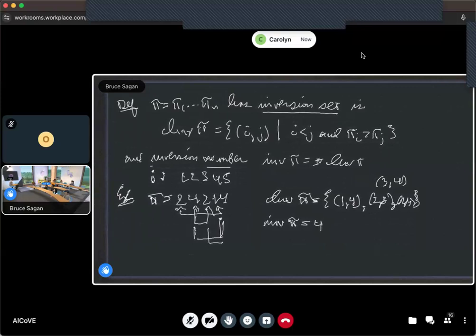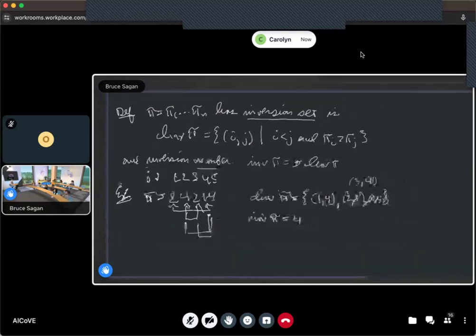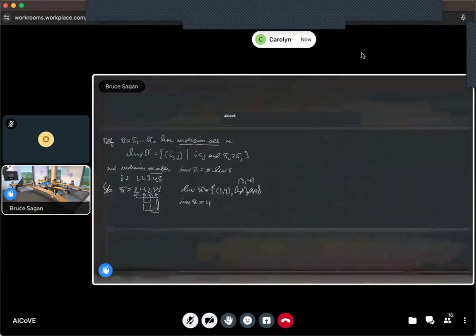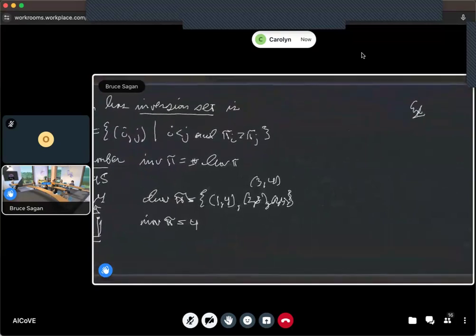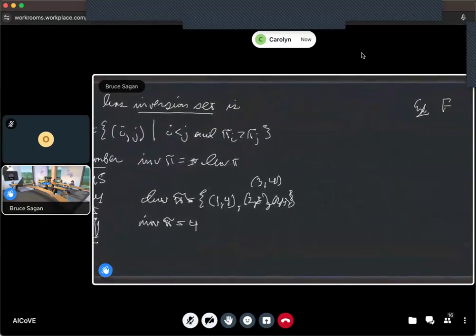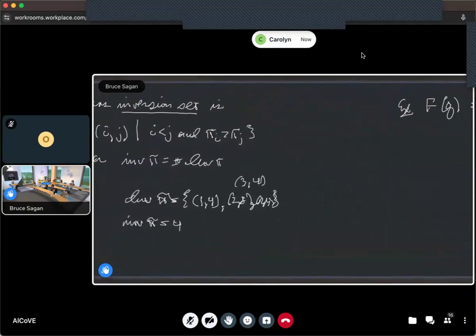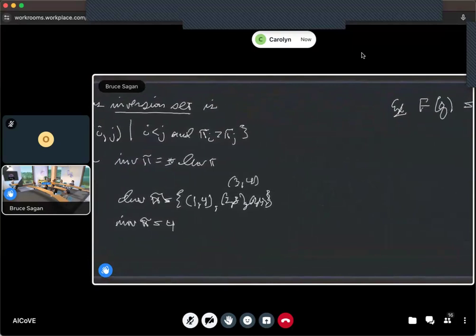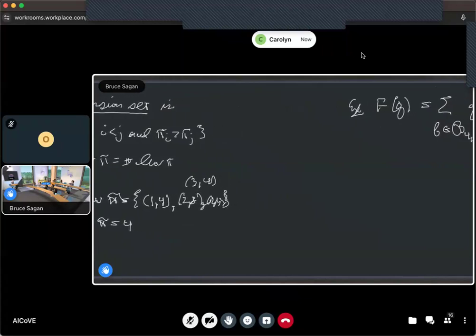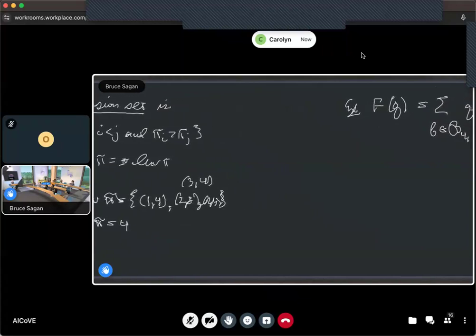Everybody clear what inv is? Great. Okay, so let's go back to our example and take the corresponding generating function. Now we're going to take big F of Q to be the sum over all the bit strings in B(4,2) of Q to the inversion number. And let me just tell you what that comes out to be.